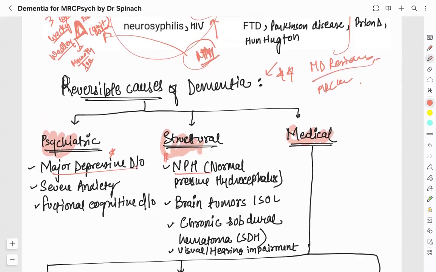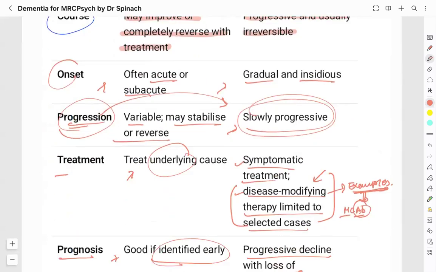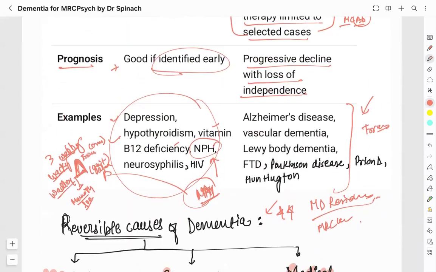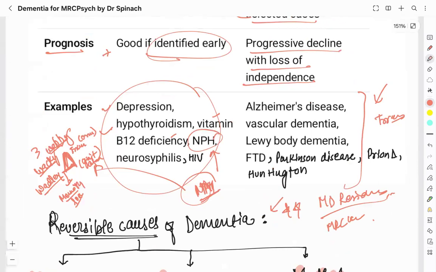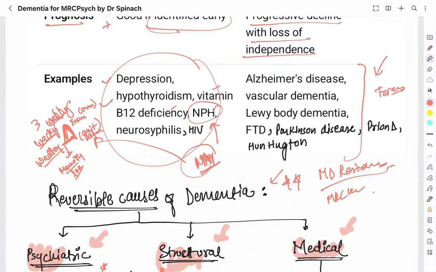Yeah, so we were discussing reversible and irreversible causes of dementia. Could you tell some examples of reversible causes of dementia in terms of psychiatric, structural, and medical? We are going to divide this into three. Psychiatric, like pseudodementia, or any mood disorder associated with it. Yeah, mood disorders like depression, even severe anxiety in some cases can lead to it.